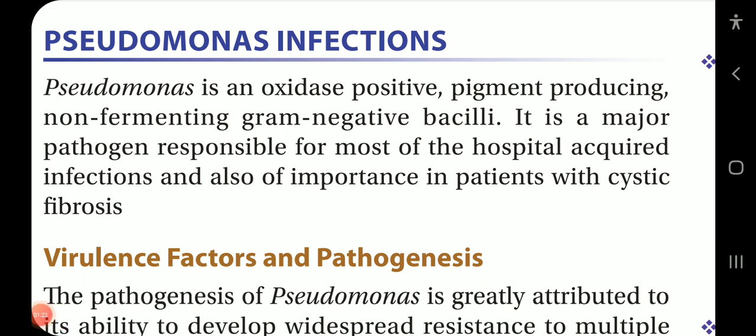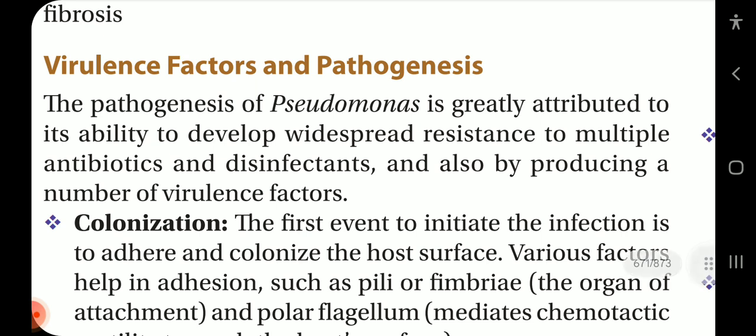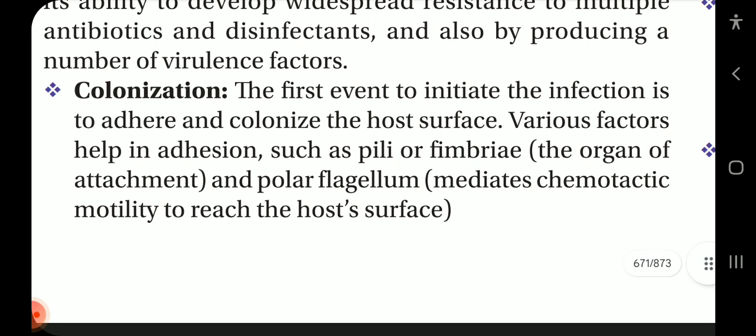Pseudomonas is an oxidase positive, pigment producing, non-fermenting gram-negative bacillus. It is a major pathogen responsible for most of the hospital acquired infections and also of importance in patients with cystic fibrosis. Virulence factors and pathogenesis. The pathogenesis of Pseudomonas is greatly attributed to its ability to develop widespread resistance to multiple antibiotics and disinfectants, and also to producing a number of virulence factors.